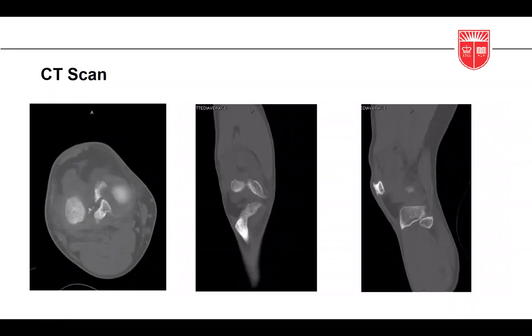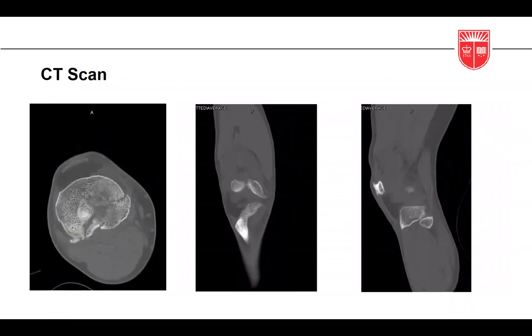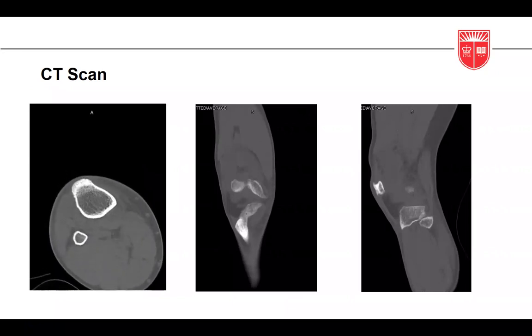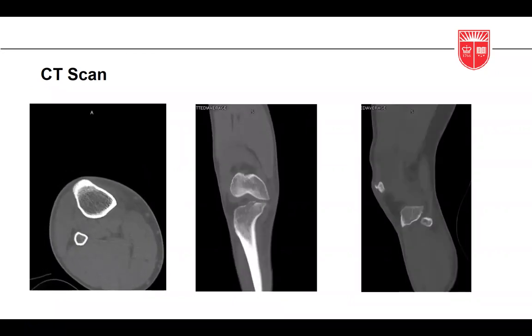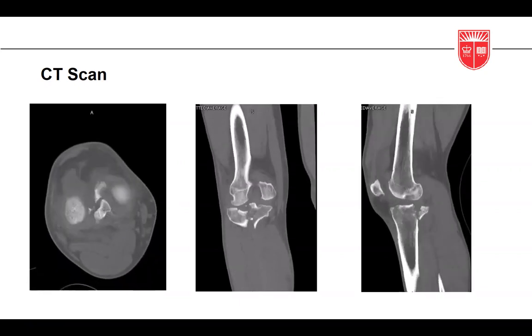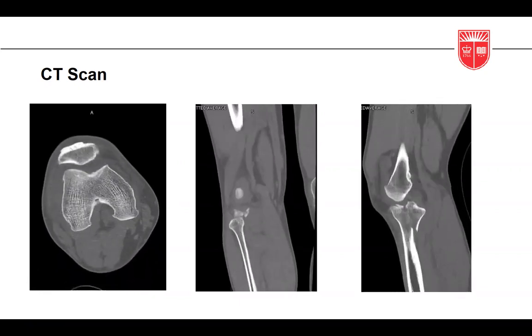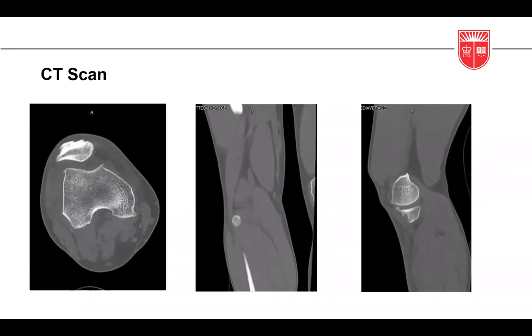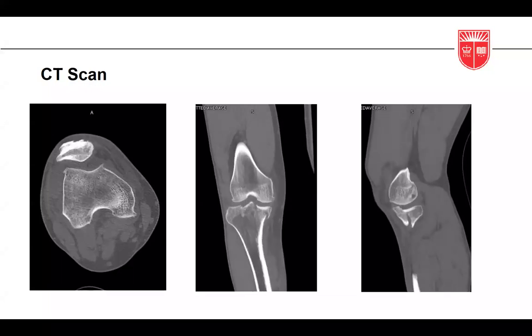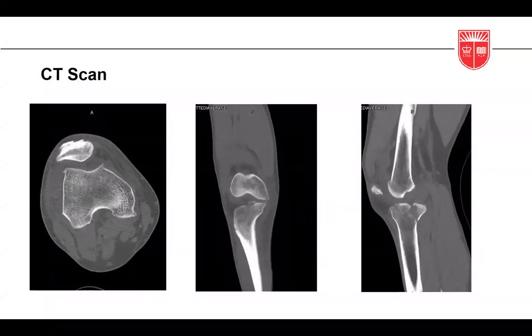CT scans were obtained at the outside institution prior to discharge to further assess the fracture patterns. Here we have axial, coronal, and sagittal views. You can see some significant lateral depression, as well as lateral widening. We also can appreciate posterior medial depression. In the sagittal view, we can appreciate the coronal split that resulted in an additional posterior medial fracture.